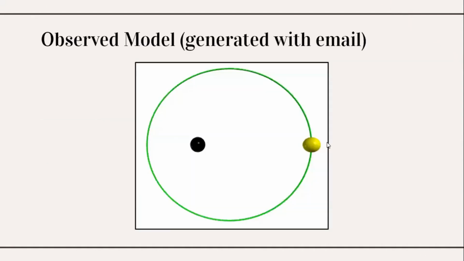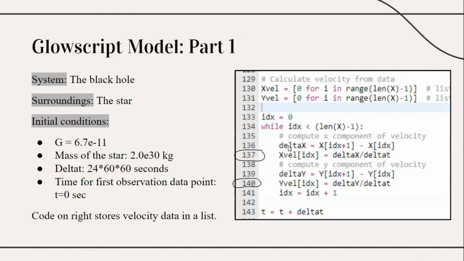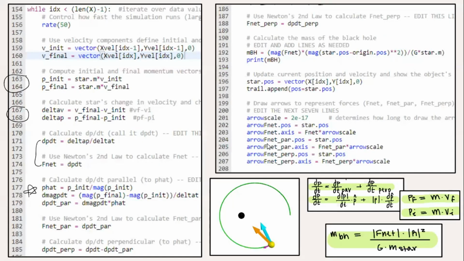Models with description. Here's the model generated. GlowScript model part 1. The system was a black hole and the surrounding was a star. The initial conditions included the universal gravitational constant, as well as the mass of the star, delta t, and the time of first observation. The code on the right illustrates how for every index and position, we calculate delta x and delta y in lines 136 and 139 respectively, to then get the change in velocity for both directions. These values are stored in a list that we then use for computing momentum. The derivations highlighted in green on previous slides are now seen here in the code.